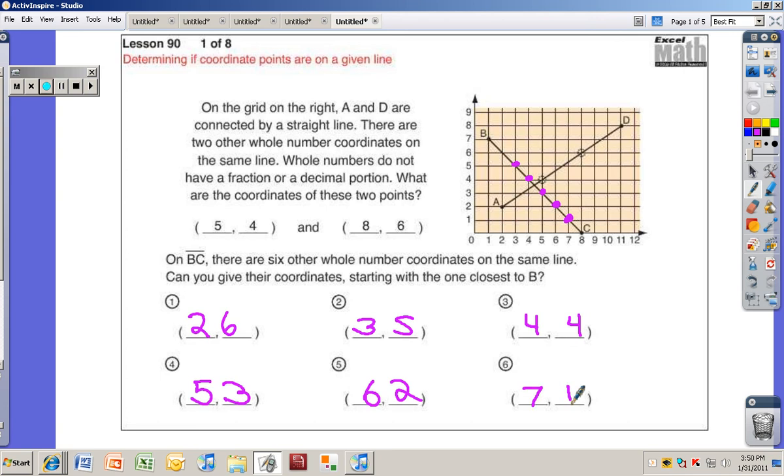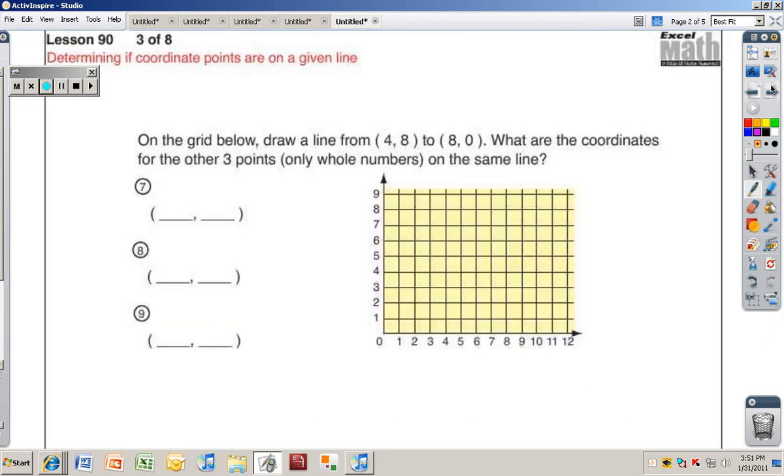Okay, so what do you guys think? Did she get them all right? Yep. Okay, good job. Way to go. All right, let's go ahead and move on.